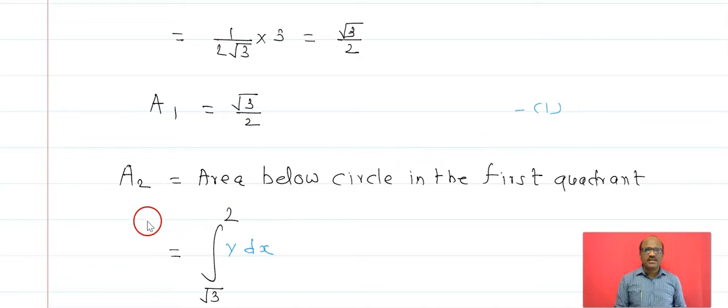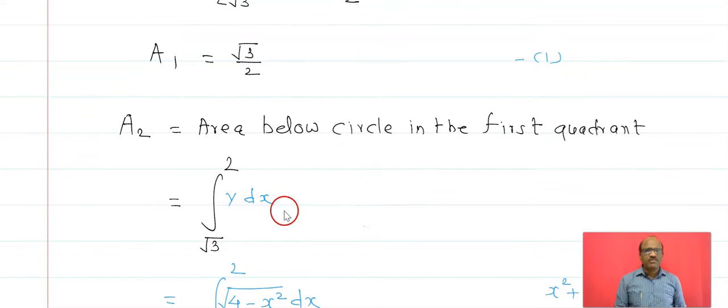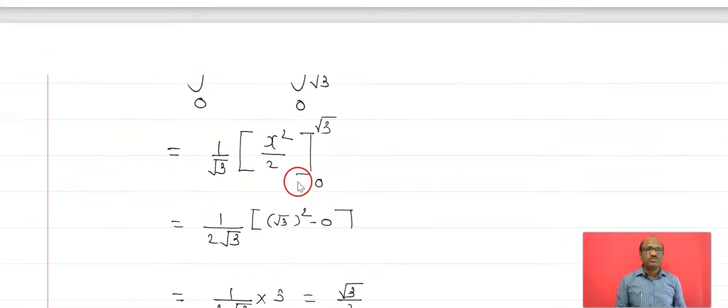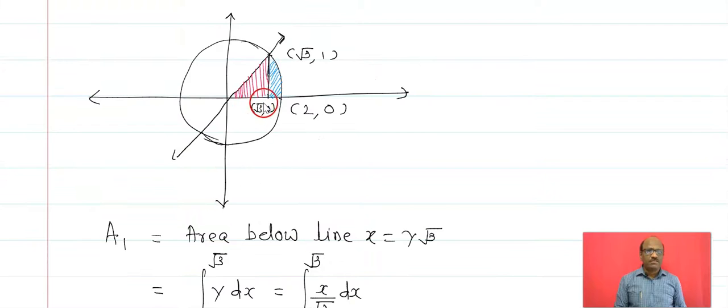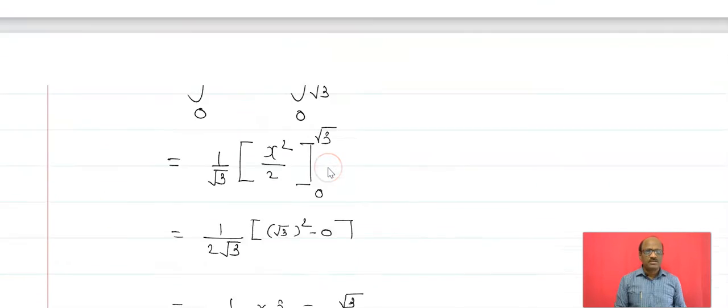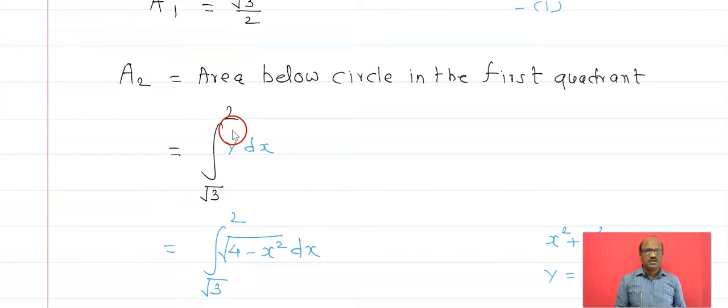What about the second, A2? Area below the circle in the first quadrant, and the value of x varies from root 3 to 2. Now see this here. The value of x varies from root 3 to 2, and now we'll find out the integral.